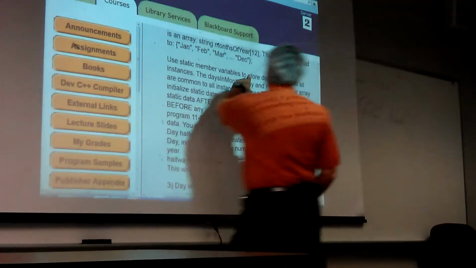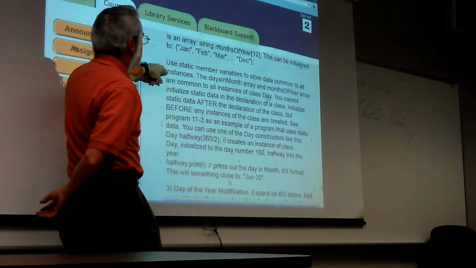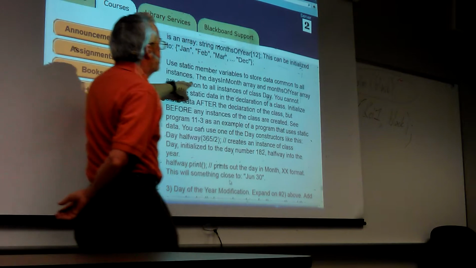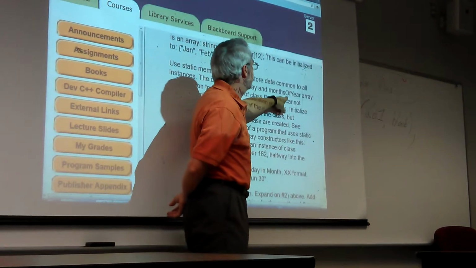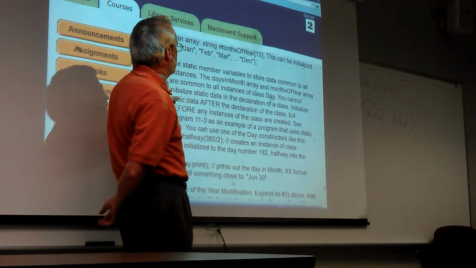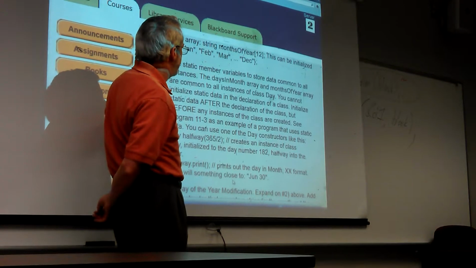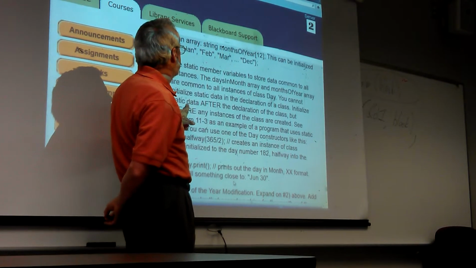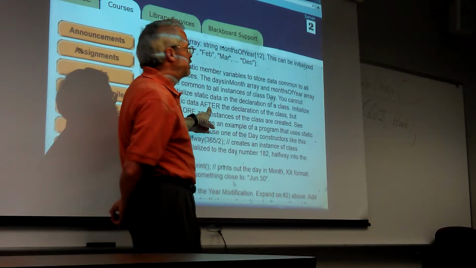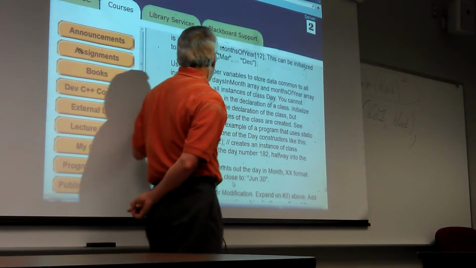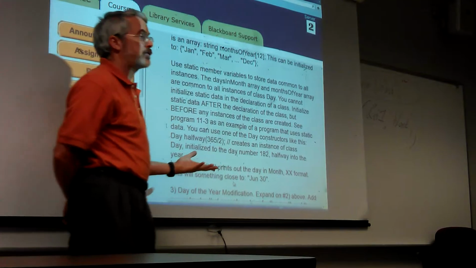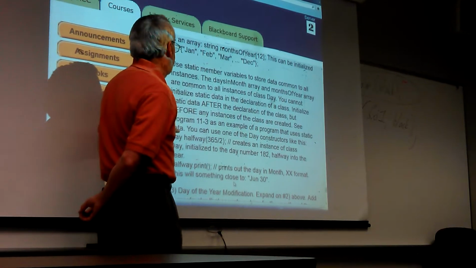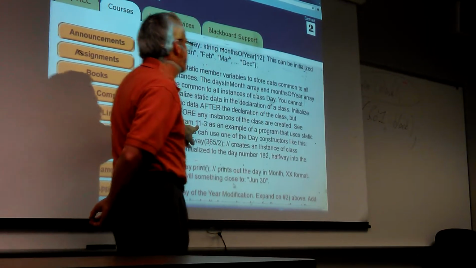So you can use static member variables to store the data common to all instances of day. The days in month array and the months of the year array are common to all instances. You cannot initialize static data in the declaration. You can initialize the static data after the declaration of the class, but before any instances have been created. And you can see program 11-3.